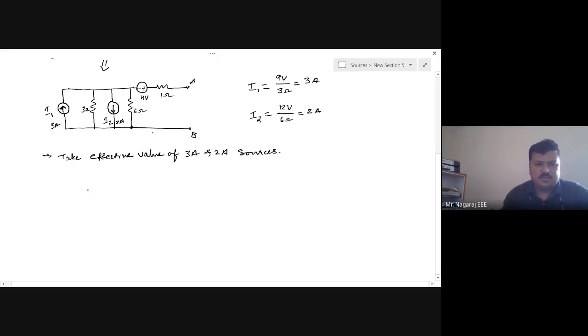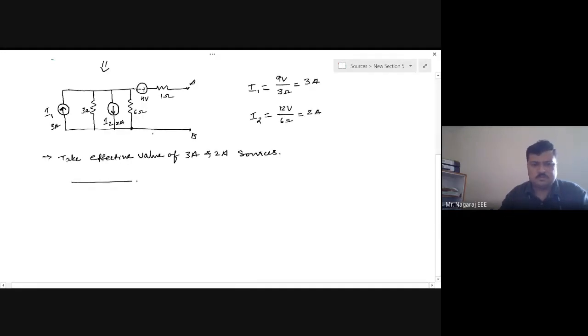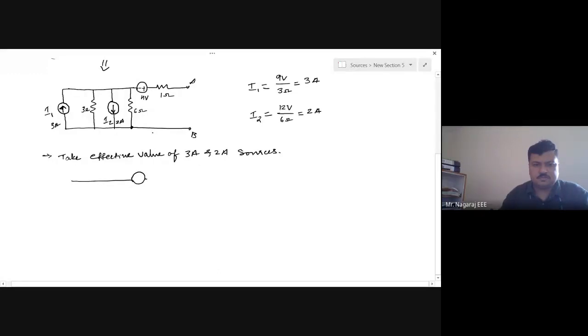Now effective value means I will get only one source. This is my 4 volts and 1 ohm source. Now let this be current I and let this be resistance R.